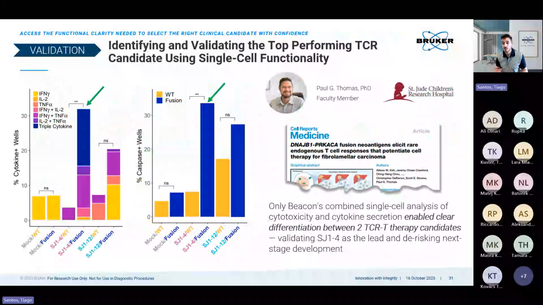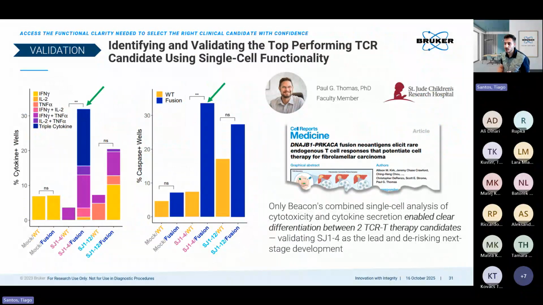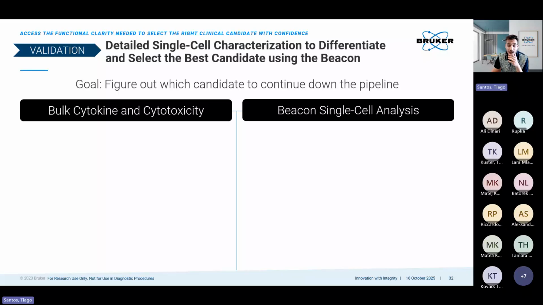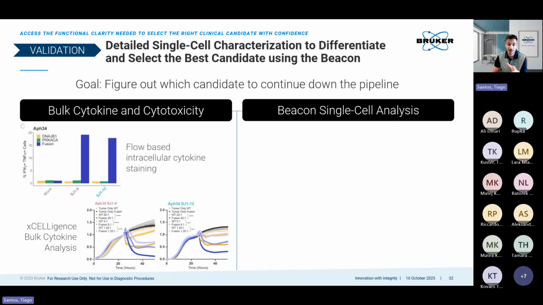Then, still on TCRs, but more on validation, the case of Professor Paul Thomas. He published this very recently as well. He was looking at functionally characterizing two different TCRs, and he was not finding a way to do so and actually have the data to show it. He was doing bulk cytokine and cytotoxicity assays, and as you can see, between the two different TCR candidates that he was working on, he couldn't find significant data that would show that one was better than the other in terms of functionality, in terms of activity against the cancer.